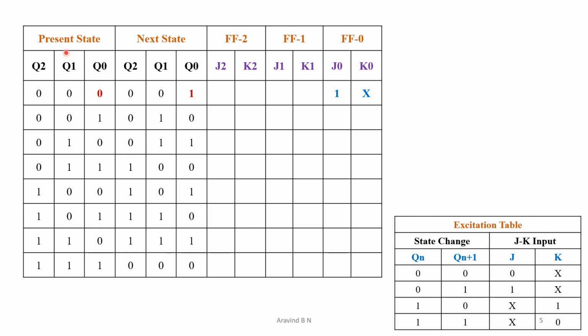Here we are going to have the present state, next state, then flip-flop 2, flip-flop 1 and then flip-flop 0. The flip-flop 0 corresponding inputs are J0, K0, then for this one it is J1 and K1, and for this one it is J2 and K2. Here Q0 is the LSB and Q2 is the MSB, and here also the same is applicable. Let us first understand what the present state and next state are.